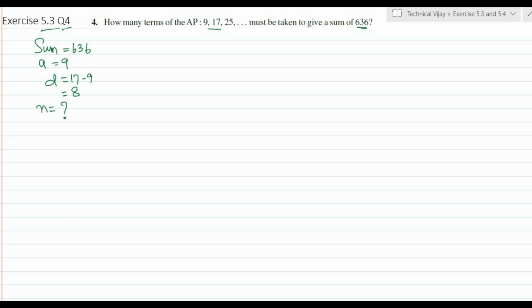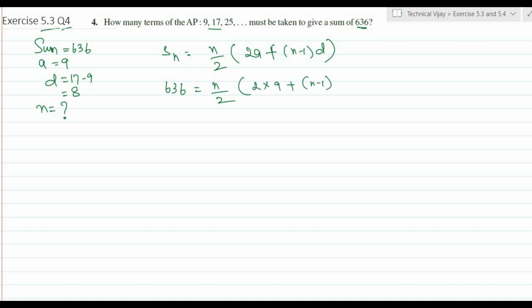N is equal to what? So we know the formula Sn is equal to N by 2 into 2A plus N minus 1 into D. Okay. So the sum he has given, that is 636, is equal to N by 2 into 2 into 9 plus N minus 1 into D, which is 8. That N, only we have to find out. Okay. So here 636 into 2 we have to calculate.